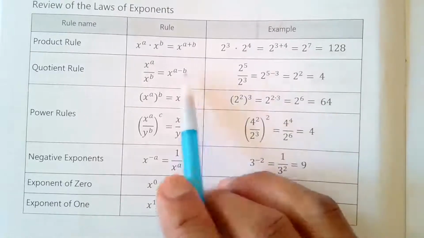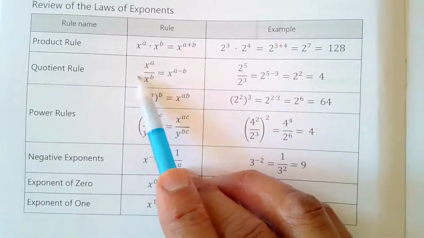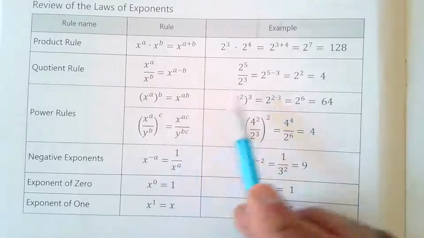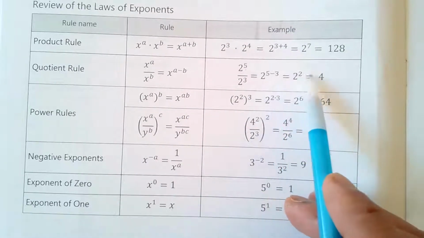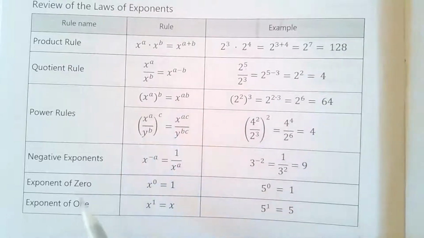We'll show you how to do that. The quotient rule: here we have the quotient rule, we subtract the exponents. We have 2 to the power of 5 divided by 2 to the power of 3, which is 2 to the 5 minus 3. Power rule.